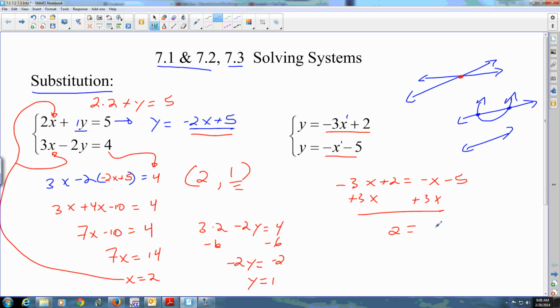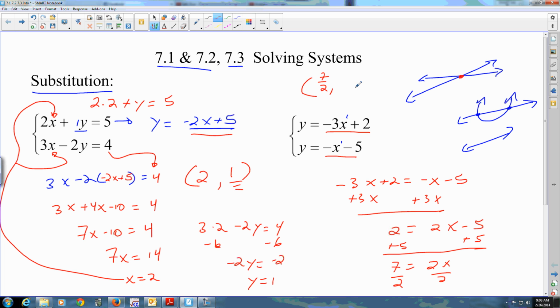So you have 2 is equal to 2x minus 5. Add the 5. I feel like this is so old school for you guys that it should be a non-issue, but there you go. So then x is equal to 7 halves. Okay.